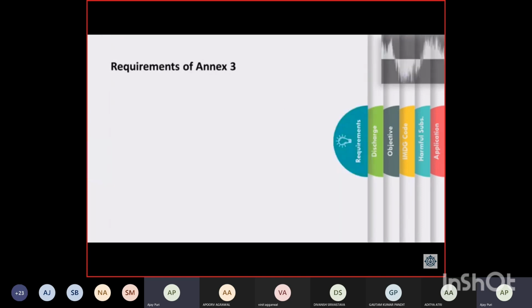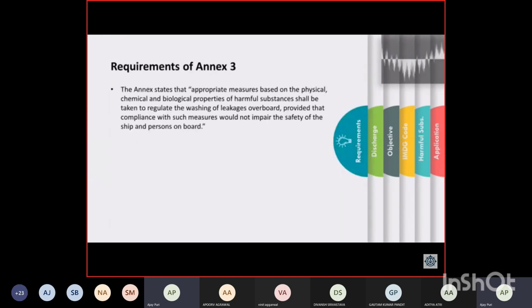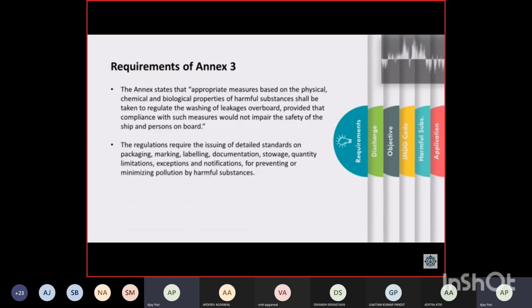Now let's have a look at the requirements of Annex 3. The Annex states that appropriate measures based on the physical, chemical, and biological properties of harmful substances shall be taken to regulate the washing of leakages overboard, provided that compliance with such measures would not impair the safety of the ship and persons on it. So this means that sufficient steps need to be taken based on the properties of a harmful substance to prevent its discharge into the sea.